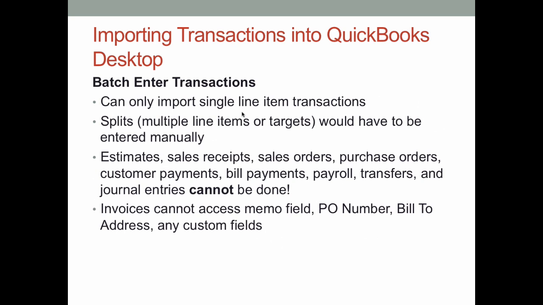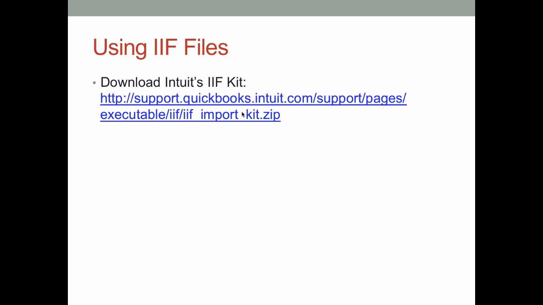So that's batch enter. So we did mention a couple things. It can do multiple line items, but cannot do estimates, sales receipts, sales orders, purchase orders, customer payments, bill payments, payroll, transfers, and journal entries. All that stuff can be done, with the exception of payroll, with a third-party import tool. Now, invoices, even if I can do single line items, I can't do memo field, PO number, bill to address, and any other custom field. So there are also some restrictions on the type of data that I can import.